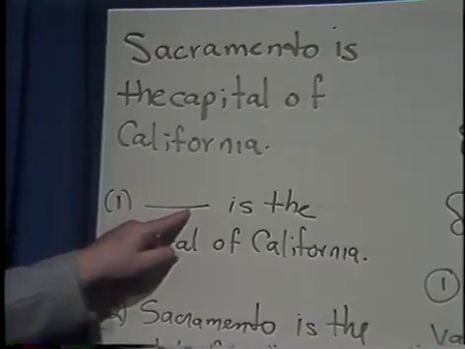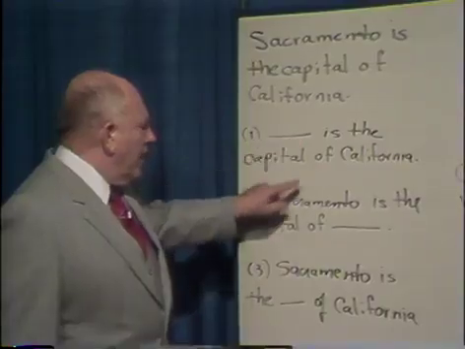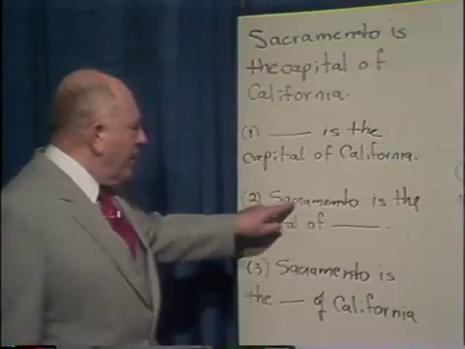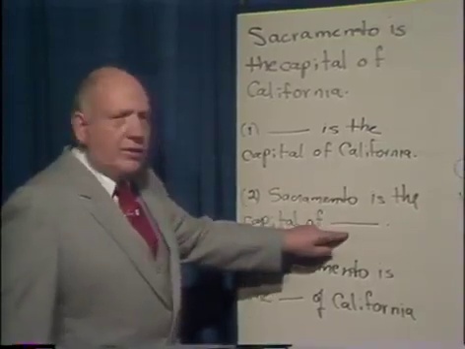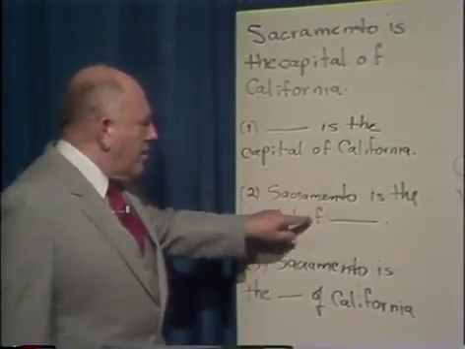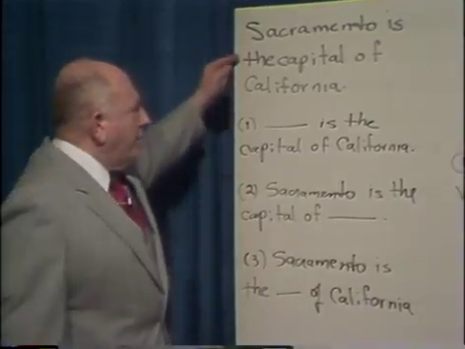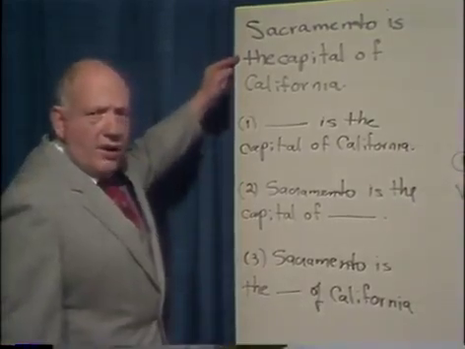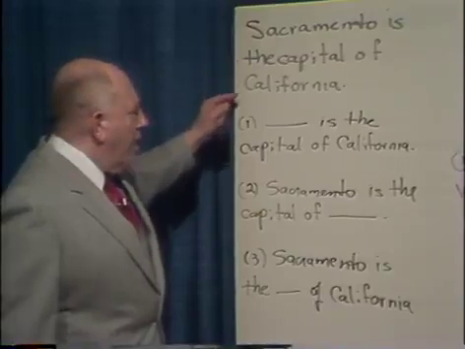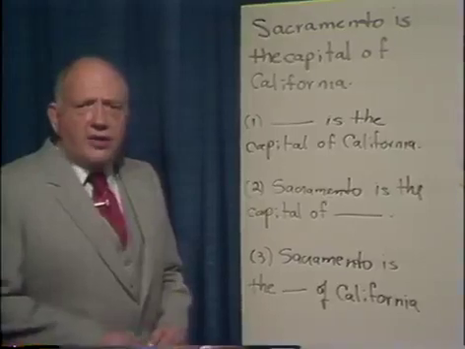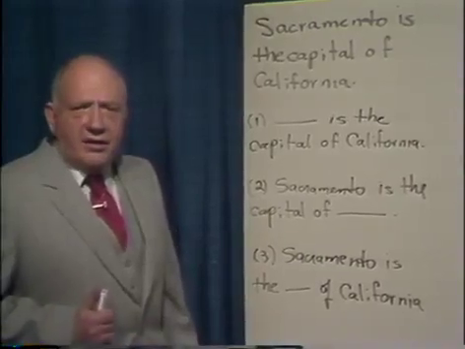Now, of course, I could have worded the problem differently. I could have left out California and put in Sacramento. I could have said Sacramento is the capital of blank. Both of these statements, when filled in correctly, are going to say Sacramento is the capital of California. But do you notice that one of these two forms is psychologically easier to answer?